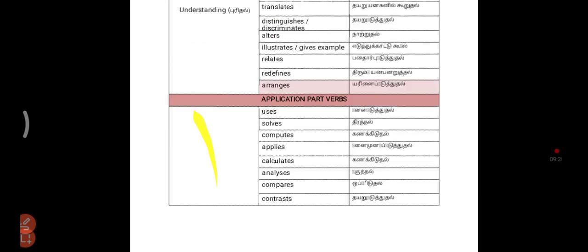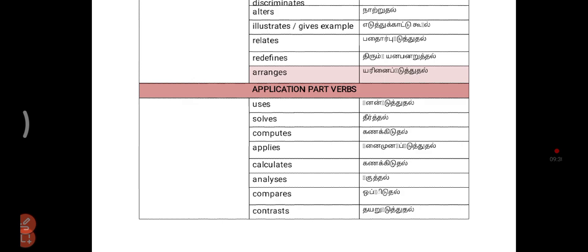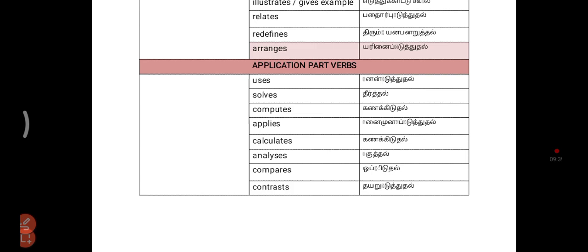The next one is applications. The verbs used for applications are uses, solves, computes, applies, calculates, analyzes, compares, constructs. These are the verbs for applications in the lesson plan.